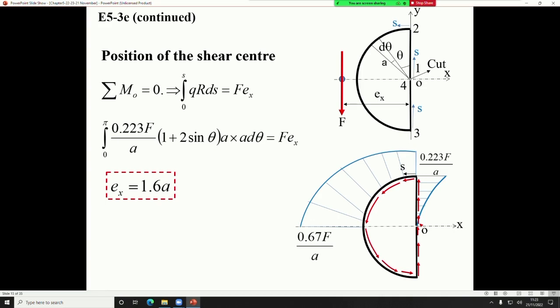Any questions? So this has got a quadratic distribution. And the other thing is, at this point, it must be zero. So this is tangent at this point. Although it's quadratic, it doesn't go this way, it goes this way. Any questions?